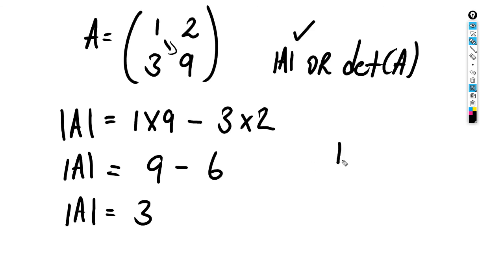So guys, remember to write this for the determinant symbol. It's the much preferred symbol in my opinion.